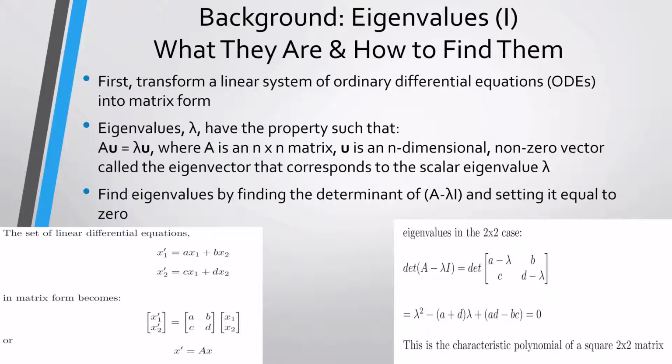Once we have the matrix form, eigenvalues, lambda, have the property such that AU equals lambda U, where A is an n by n matrix and U is an n-dimensional non-zero vector called the eigenvector that corresponds to the scalar eigenvalue lambda. We can find eigenvalues by finding the determinant of the matrix A subtracted by the identity matrix multiplied by the scalar lambda and setting it equal to 0. On the bottom right diagram, I have an example of how to find the eigenvalues of a 2x2 system.